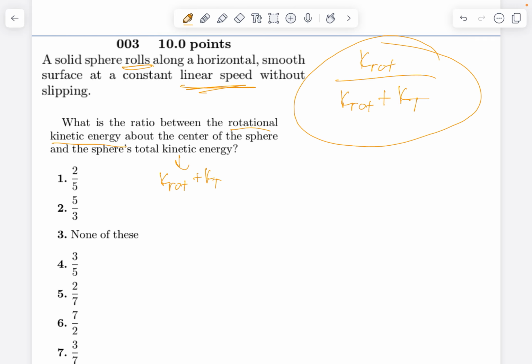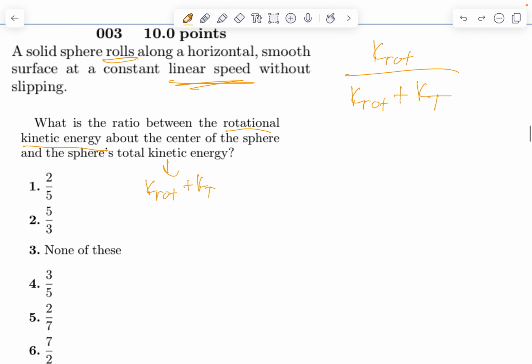And whatever number I get, that will be my answer. Okay, so the formula for rotational kinetic energy is 1/2 I omega squared. The formula for translational kinetic energy is 1/2 mv squared. So I'll just solve for them individually, and then I'll put it into my goal equation, and then I'll get a number. Okay, so K rotational is equal to 1/2 I omega squared.